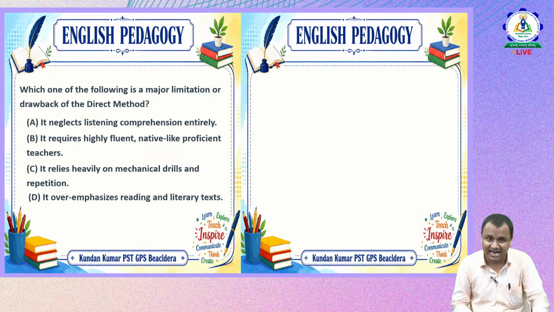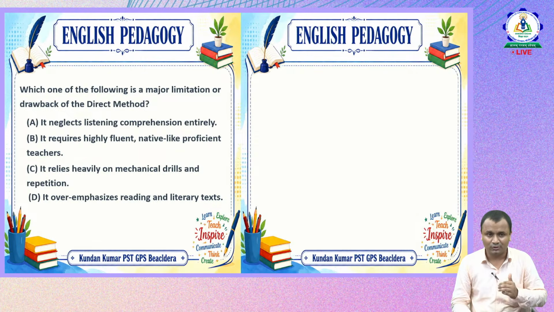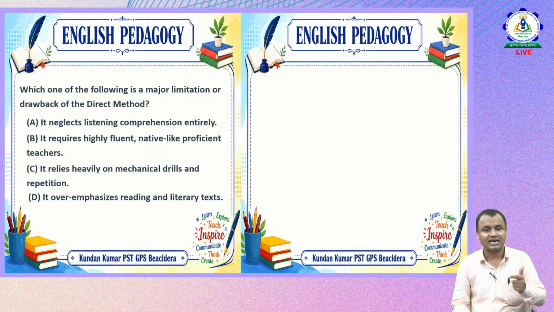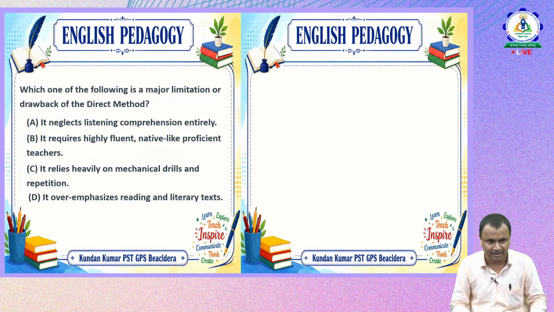It requires highly fluent native-like proficient teachers. It may be. We do require fluent teachers. We do require native-like proficient speakers, proficient teachers to teach through direct method. This may be one of the features or limitations, the drawback of the direct method. Next, it relies heavily on mechanical drills and repetition. Okay, it overemphasizes the reading and literary text.